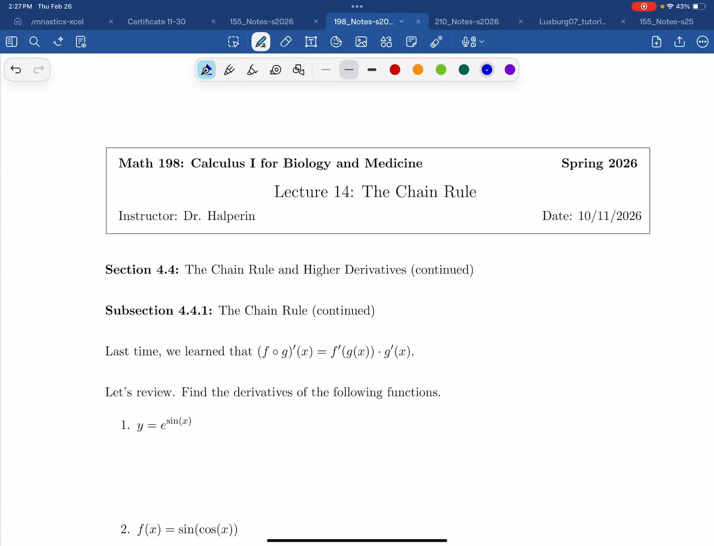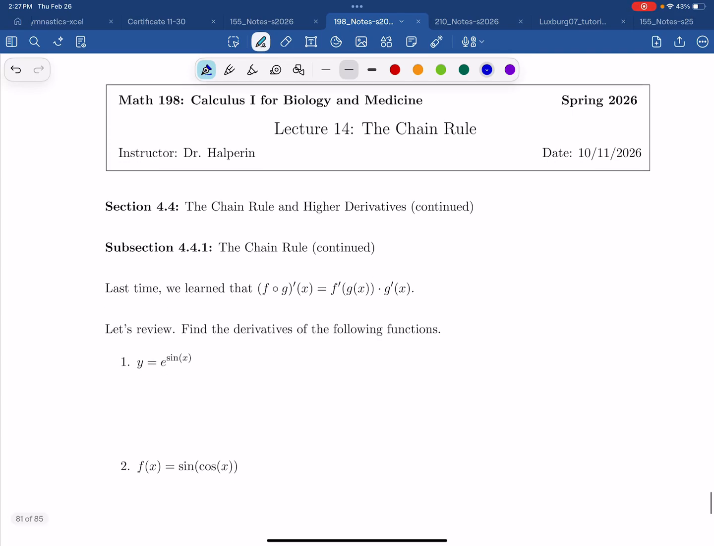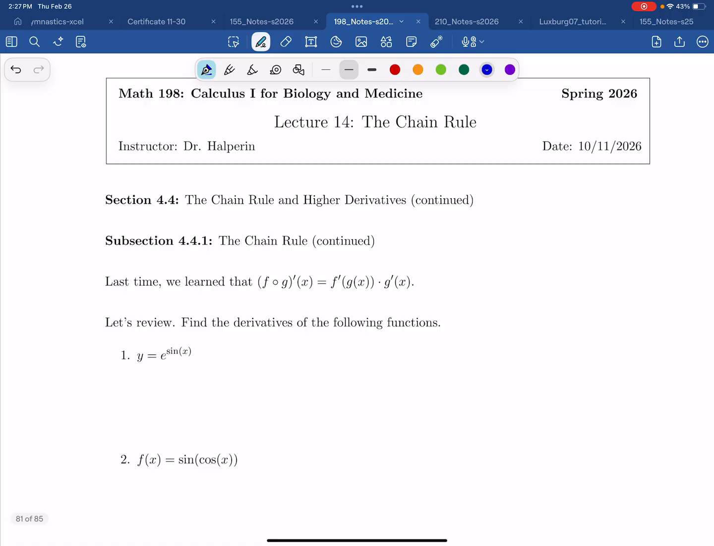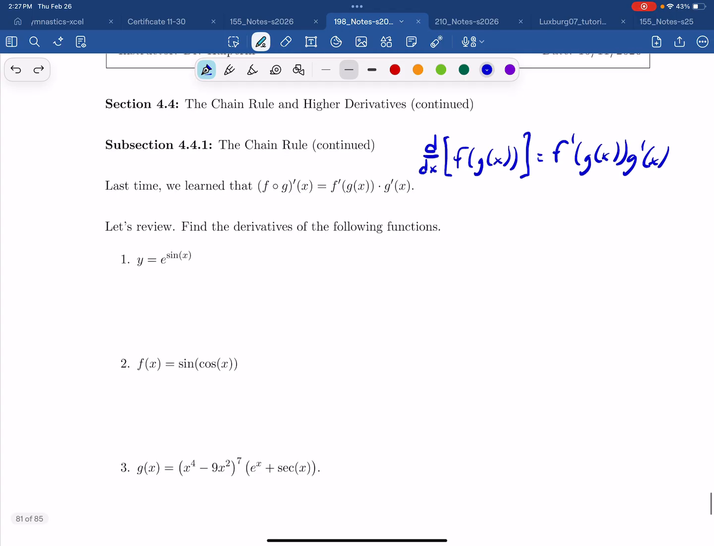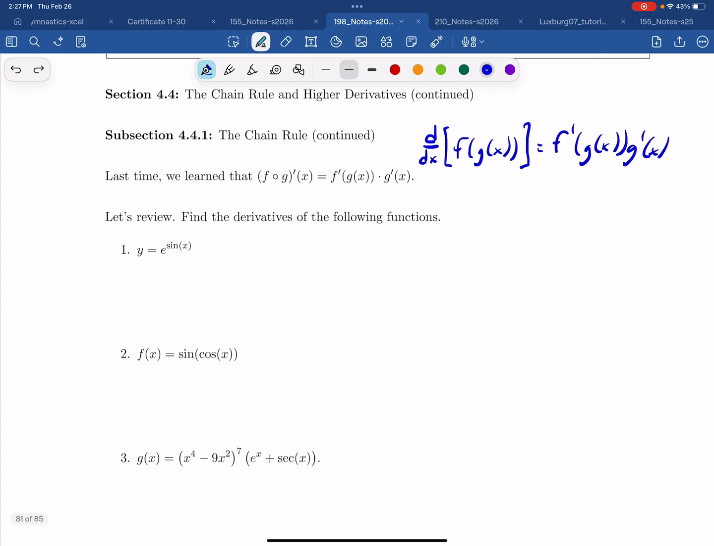Let's continue with the chain rule. Last time we learned the chain rule, right? That the derivative of f of g of x equals f prime of g of x times g prime of x. Okay? So let's take a couple derivatives.